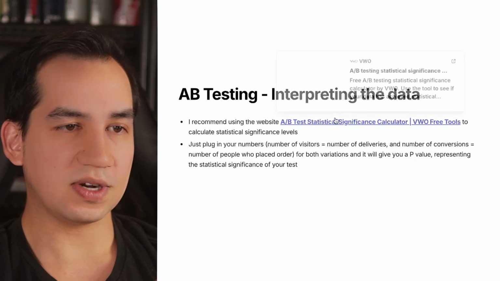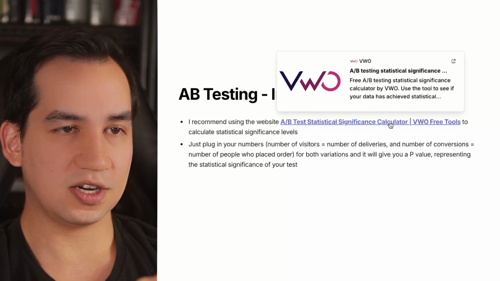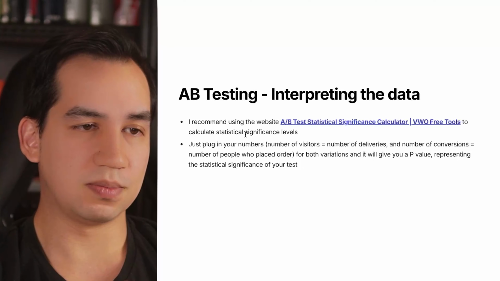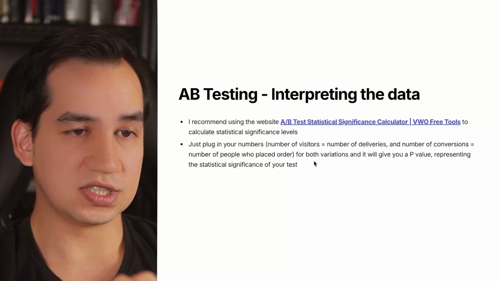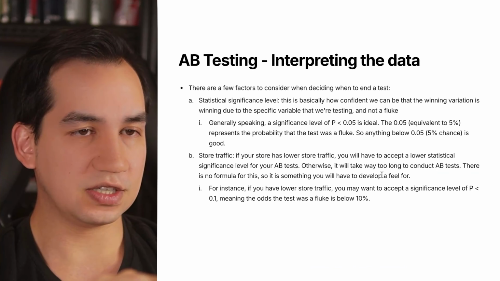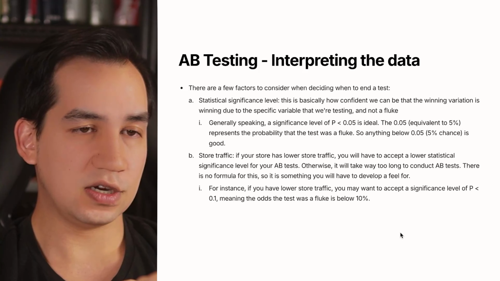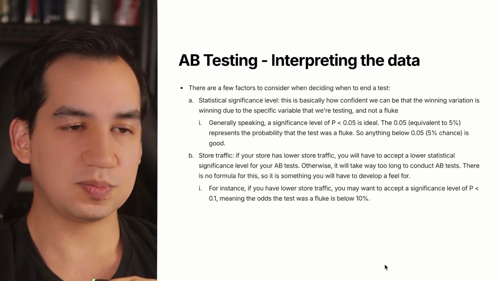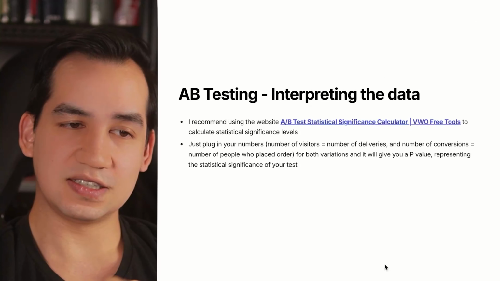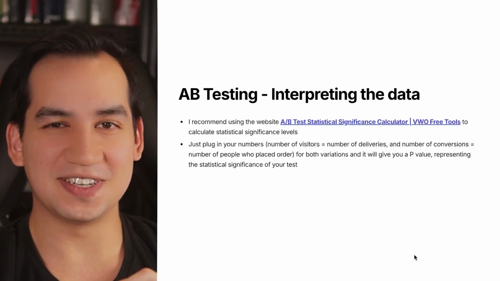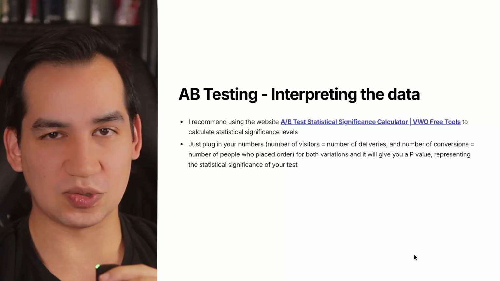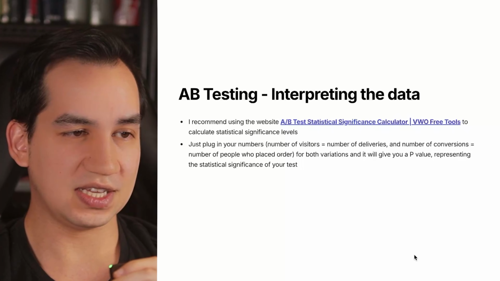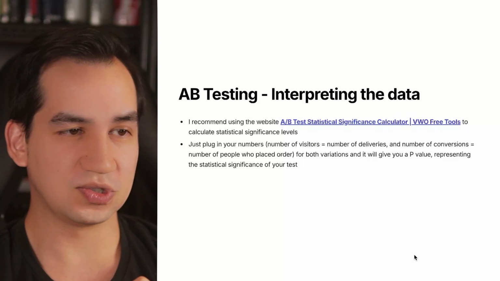All right, so I recommend using this website right here, VWO. Basically, you just plug in your numbers. So number of visitors, number of conversions is going to give you a p-value, and basically the lower that it is, the higher confidence level that you have that your test is significant. All right, so just play around with that, practice it, because it's going to be your optimal confidence level. It's going to be unique to each store, depending, like I said, on the store traffic. So you just got to play around with it, and you'll figure it out for your store over time.